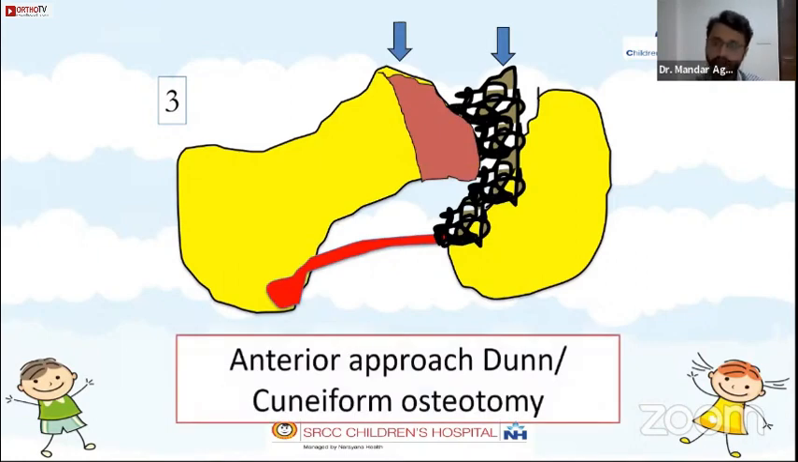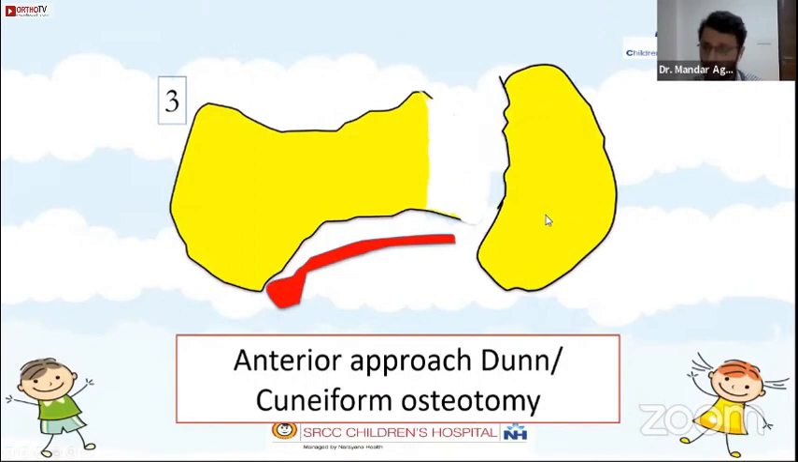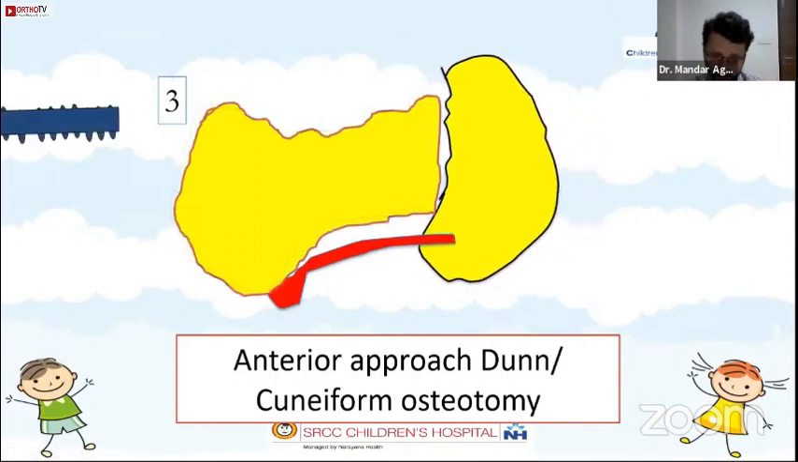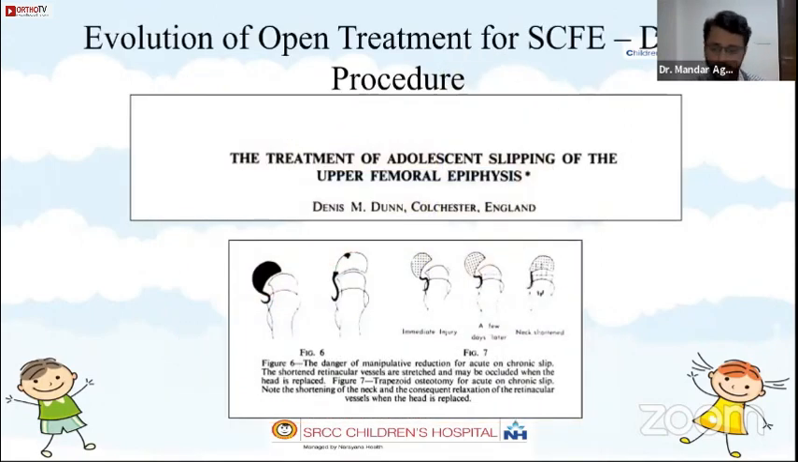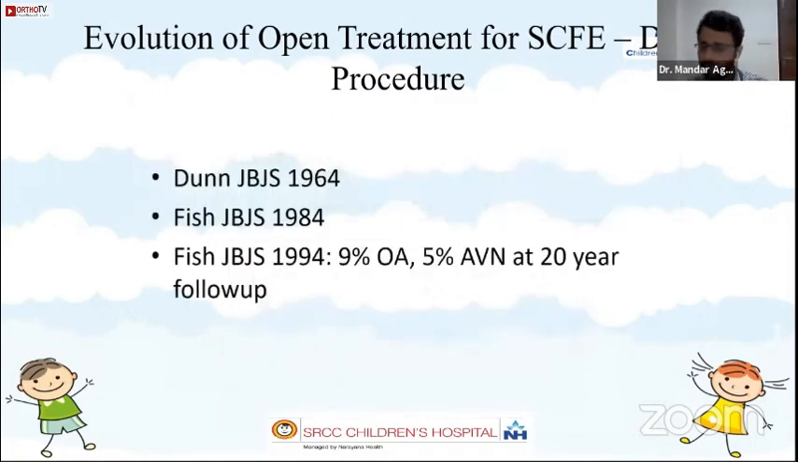You remove as much callus from the anterior aspect as possible. You cannot go to the posteromedial side. This leads to a significant amount of femoral neck shortening. You shorten the femoral neck and fix it with a screw. What is this approach? This is the cuneiform osteotomy, or the original Dunn osteotomy, which was described way back in the 1960s. In the earlier papers, this method had shown excellent results.